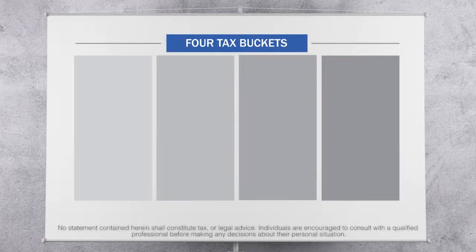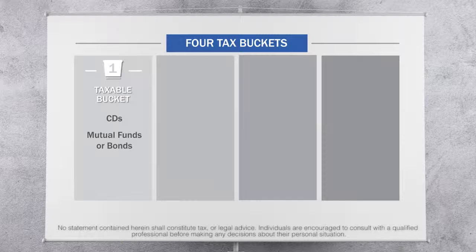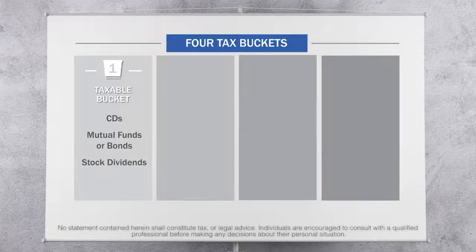The first bucket is your taxable bucket. So any accounts or financial vehicles that you pay tax on each year, whether or not you pull the money out, falls into this bucket. So what does that mean? Well, it might mean bank accounts like CDs, it might mean brokerage accounts, or maybe even mutual funds or bonds or even stock dividends. Anything that gives you a 1099 each year, even though you didn't pull the money out, maybe you're just reinvesting, and that still falls into this taxable bucket.